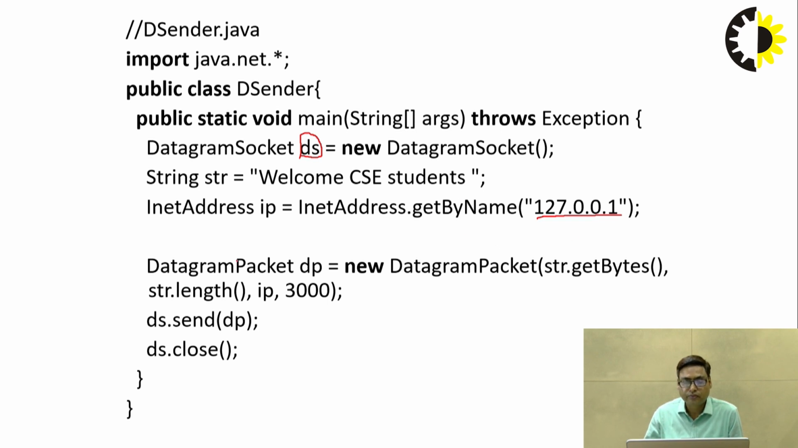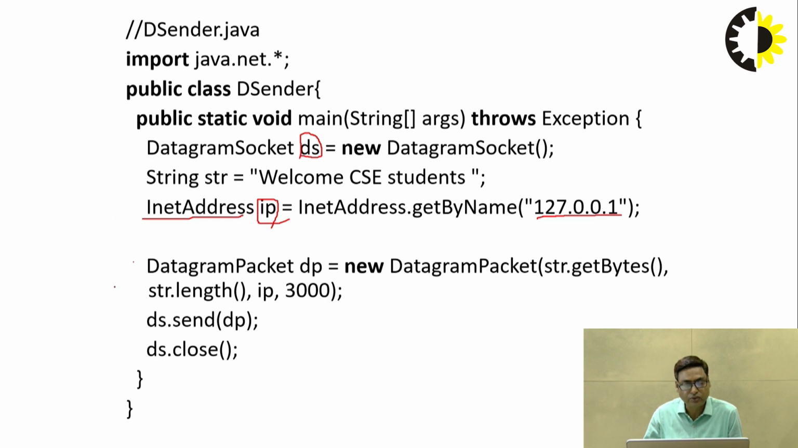Now, to use this IP address as an object, we need to create an object of InetAddress. This class is provided by Java, and it is available in the net package of Java. It creates an object related to an IP address. Now, next we have created a socket.